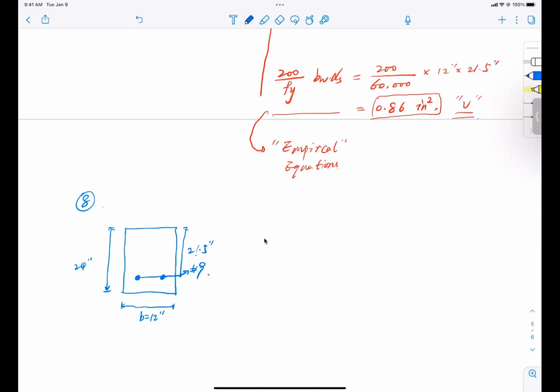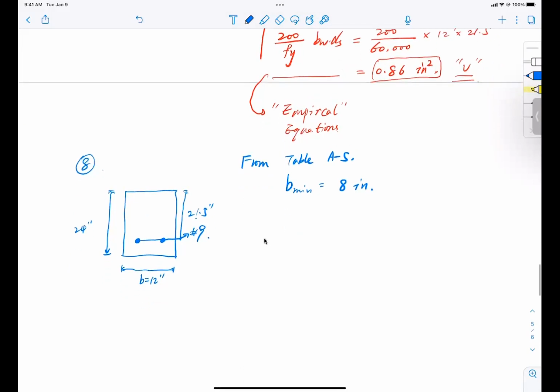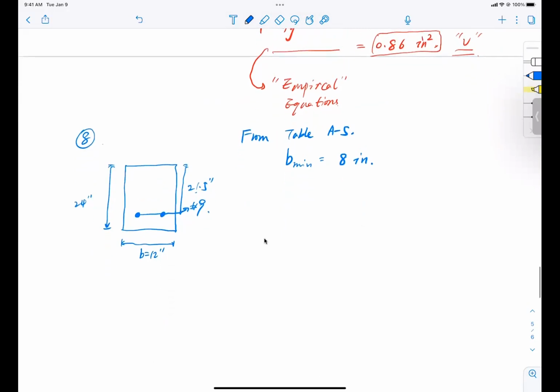Textbook chart. Which table are we using? Table A5. There you go. So from table A5, I find out b minimum for two number 9 bars is 8 inch. If you don't remember how to get this, take a look at your textbook. I will upload table A5 in case you didn't buy it. You will have it on Canvas anyway. Check your table A5, and this is 8 inch.